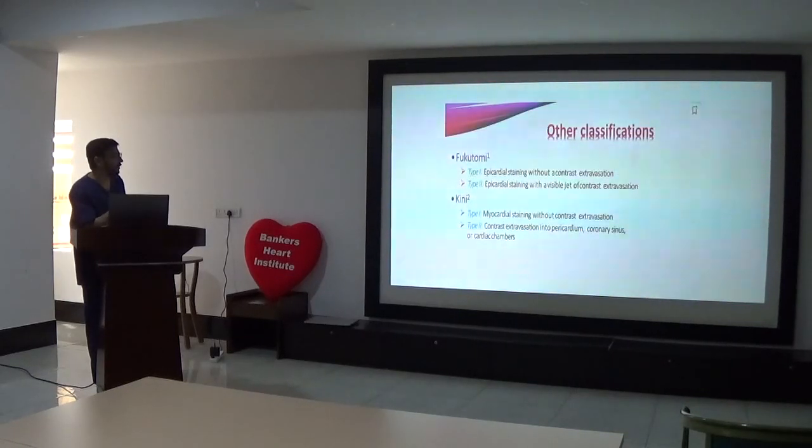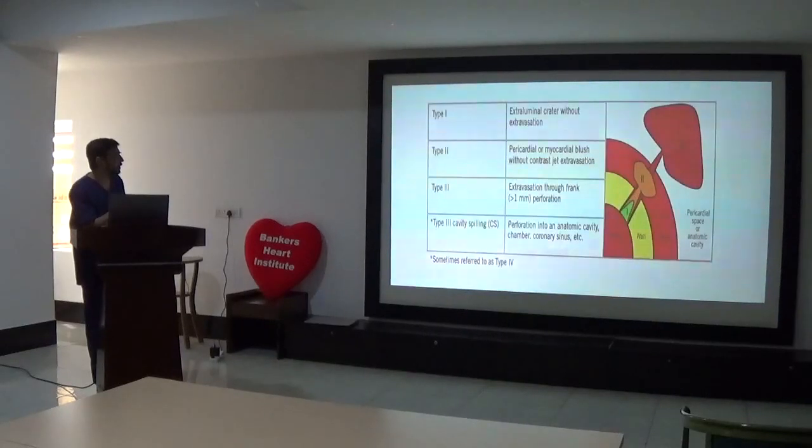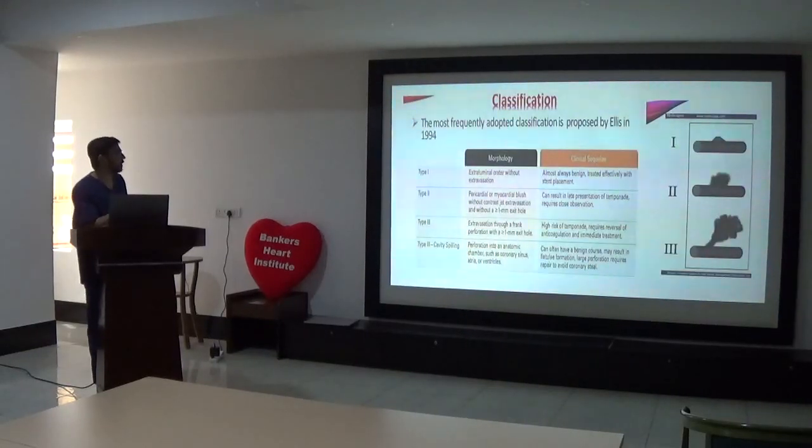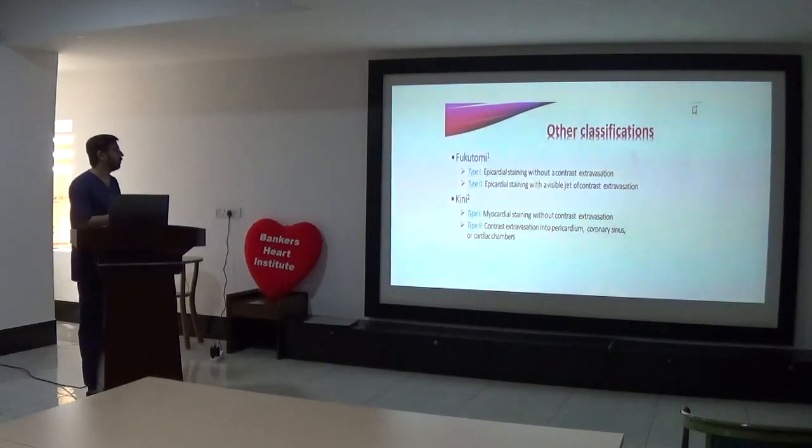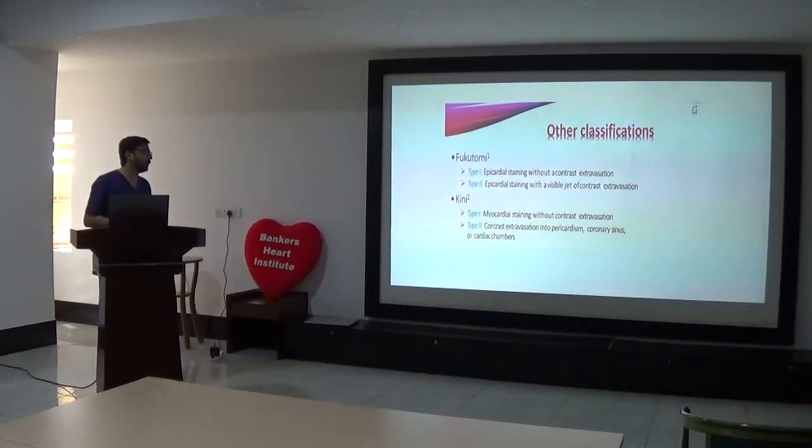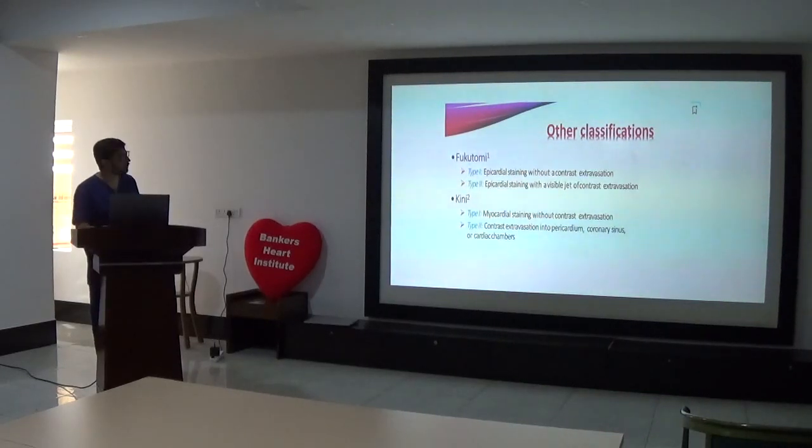So other classifications apart from the Ellis classification are the Fukutomi and Kinney classifications. Universally this is not used, only Kinney's classification is used. Fukutomi defines only type 1 and type 2. Type 1 is epicardial staining without extravasation, and type 2 is staining with contrast extravasation. Visible Z is always there.